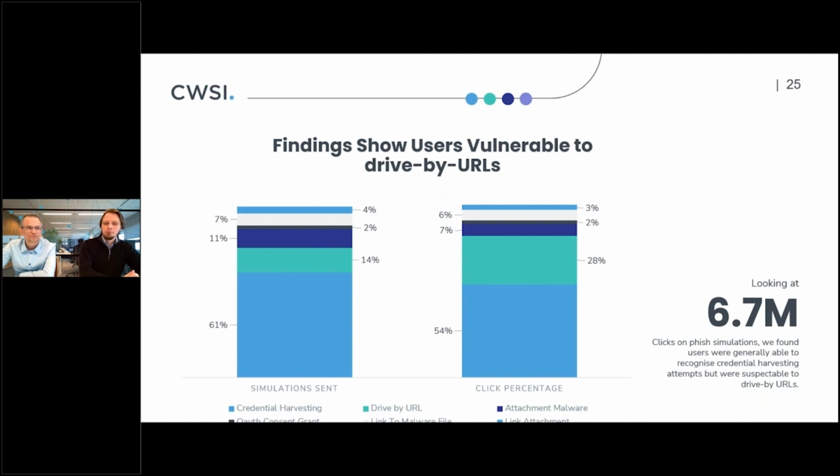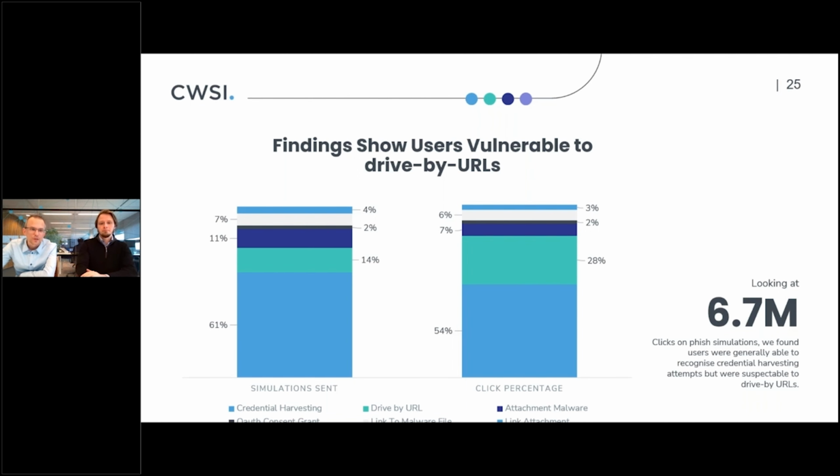Yeah, and I just wanted to go over the different attack techniques. So here you can see the amount of simulations sent. Though these are again anonymized statistics from the Digital Defense Report from Microsoft. So looking at 6.7 million simulations, you can see that credential harvesting is still very successful. But if you look at the difference in percentage, you can see that drive-by URLs are very successful. If you look at the attempts made, people are susceptible to drive-by URLs. So those statistics are very important as well to keep in mind when doing simulation.